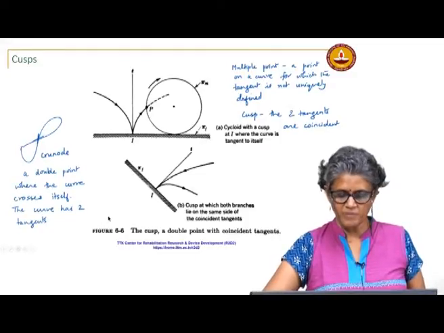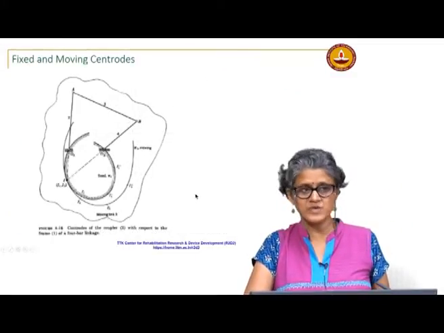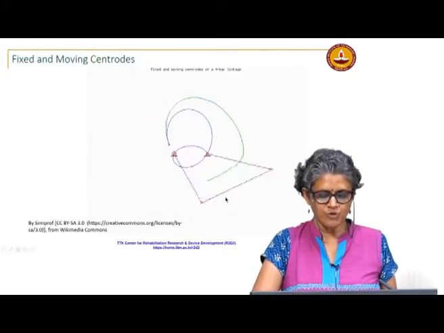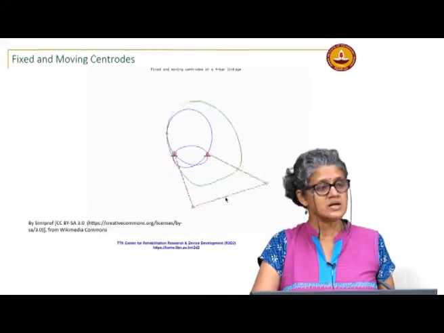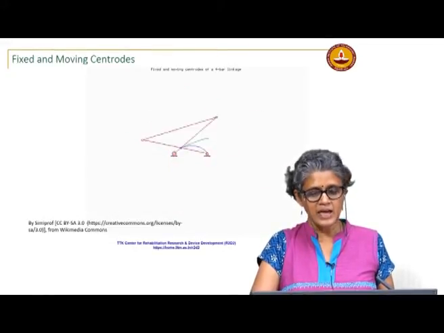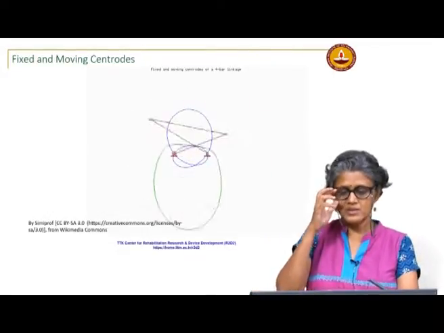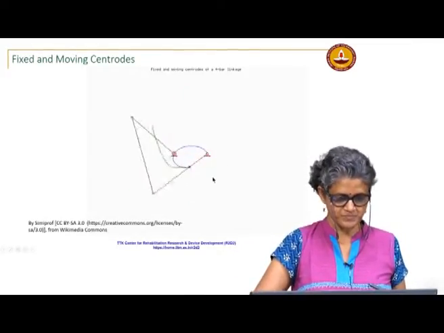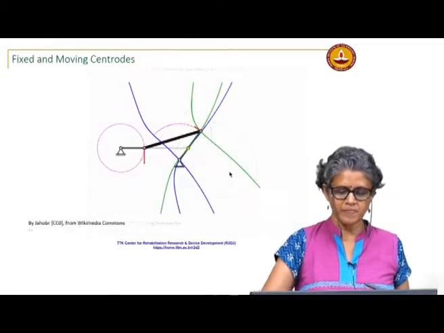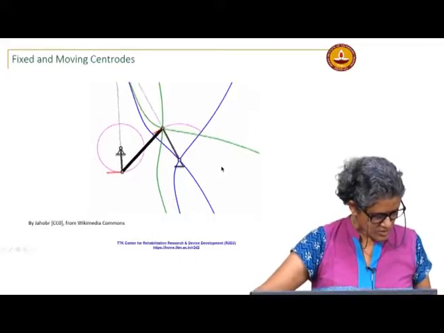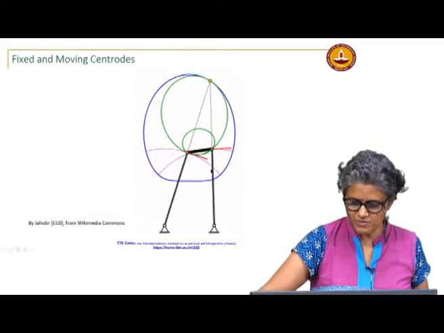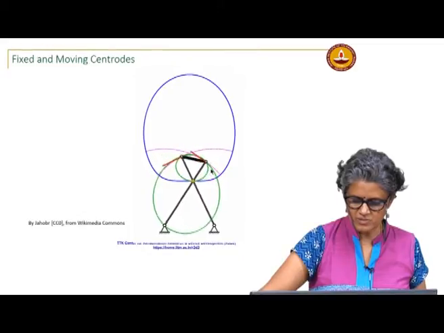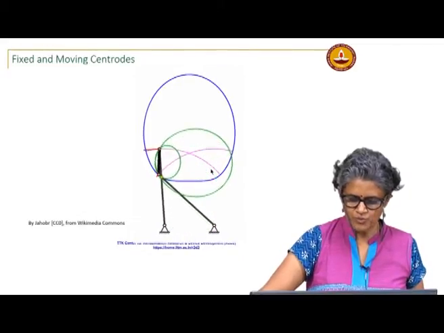So, how is the cusp formed? We looked at the concept of fixed and moving centroids in the last class, and you saw that the motion of the coupler relative to the fixed link can be replicated by the same motion as the moving centroid rolling on the fixed centroid. And a cusp is formed. I will show you this. This is another case. The green one is the moving centroid rolling on the blue fixed centroid.